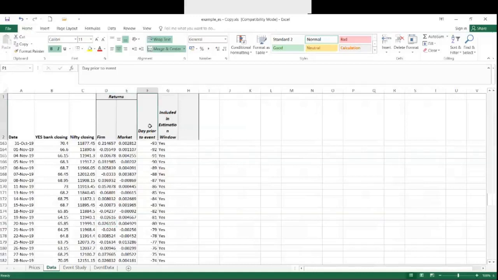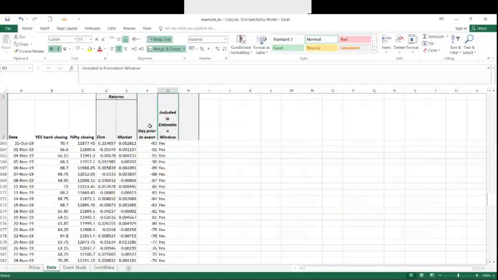Why am I doing that? Because I know that I have to define the estimation window, which has to be a minimum of 120 to 150 days. And I want to see how many days before the event I can go up to. So this is essentially just an indicator, and then based on that, I will decide whether these days of observations are included in the estimation window or not.